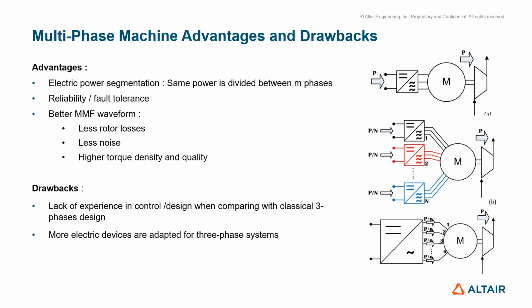And also, the waveform will have a better shape. We'll see this afterward. You have higher torque density and quality, but also less noise and less rotor losses because, for example, the back EMF has fewer harmonics. Same thing for your torque and so on.